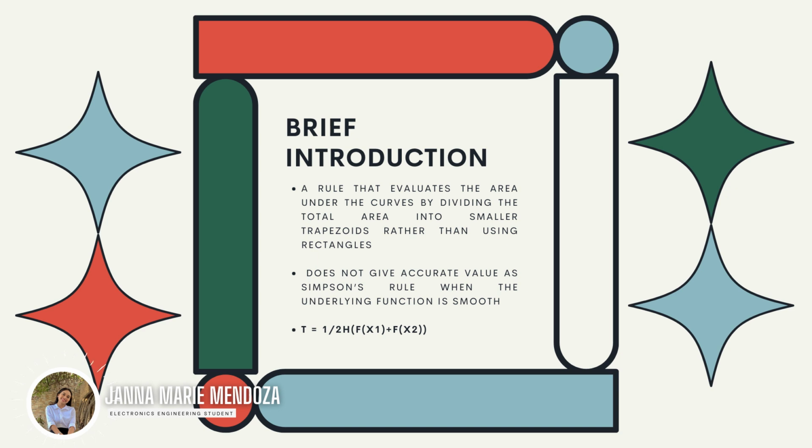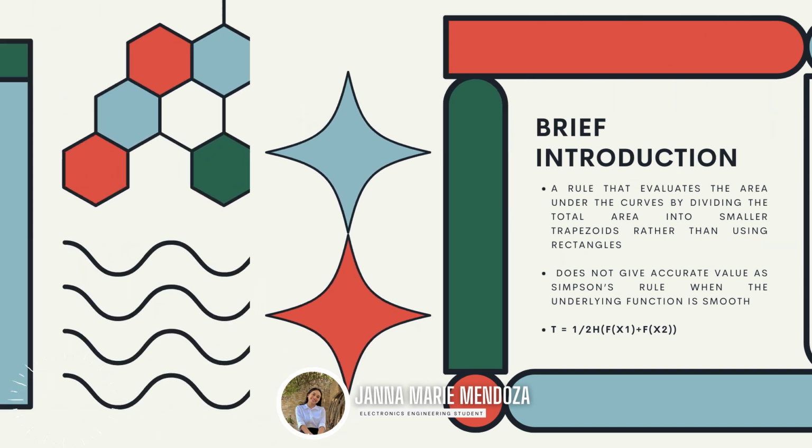This rule takes the average of the left and the right sum. The trapezoidal rule does not give as accurate a value as Simpson's rule when the underlying function is smooth. It is because Simpson's rule uses the quadratic approximation instead of a linear approximation. Both Simpson's rule and trapezoidal rule give approximation values, but Simpson's rule result is even more accurate. While in the trapezoidal rule, we give the approximation value of the integrals.